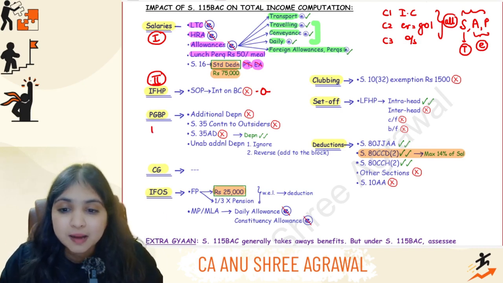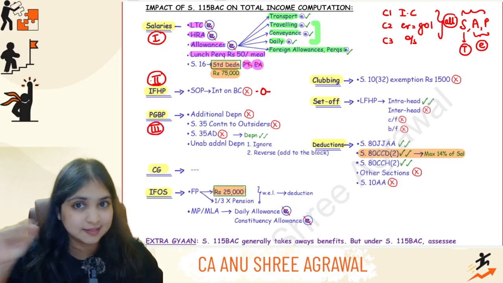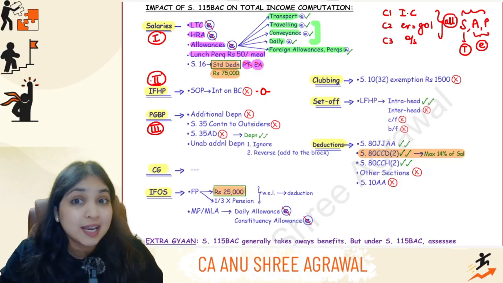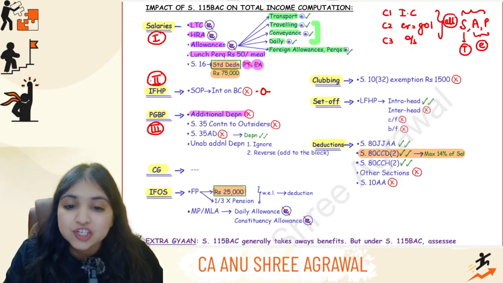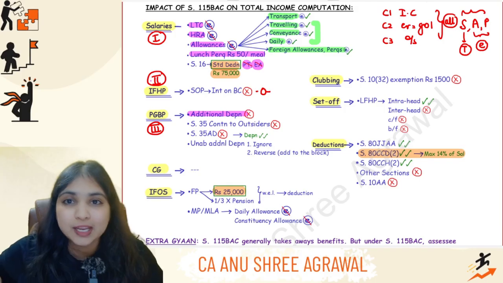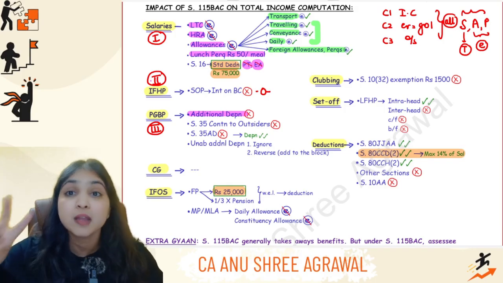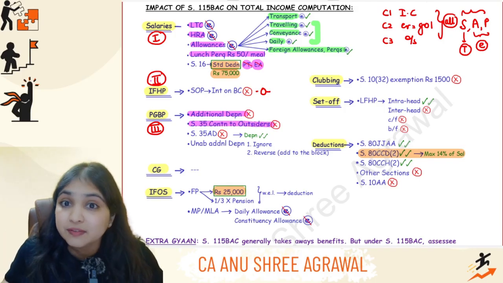Okay. Then comes the third bucket, PGBP. In PGBP head, guys, 4 things. Number 1, additional depreciation you will not be able to enjoy. See, you can still enjoy normal depreciation, but additional depreciation you will not be able to enjoy if assessee is following the default regime. Number 2, section 35, scientific research.